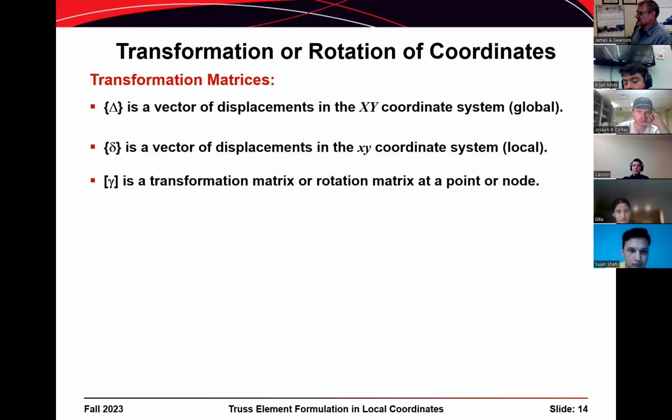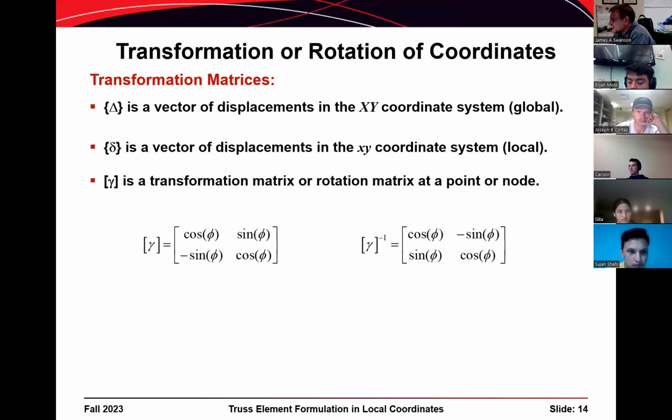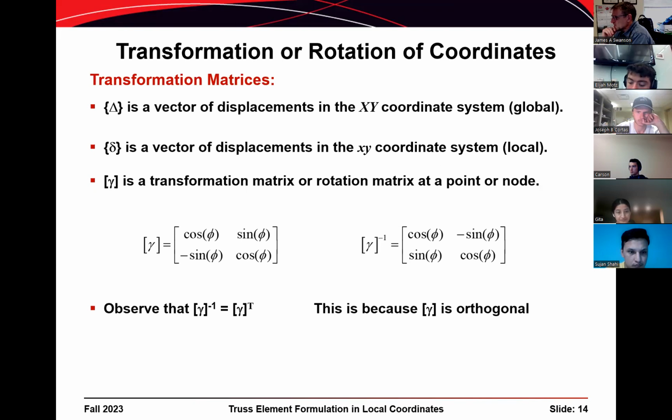Now, we have some terminology here. Delta is a vector of displacements in the global coordinate system. Little delta is a vector of displacements in the local coordinate system. And then we have a transformation matrix. And so what we have is a gamma on the left and gamma inverse on the right. And if you look at that, I think everybody would recognize that the inverse of gamma is actually the transpose of gamma. And that is true because gamma is an orthogonal matrix.